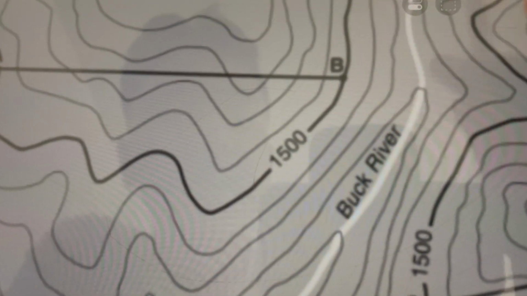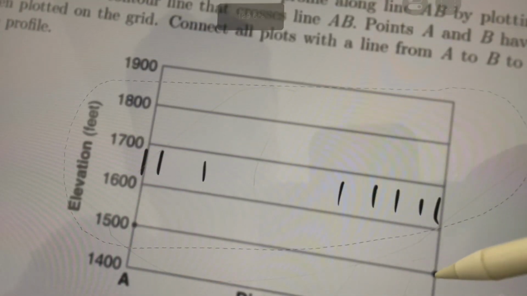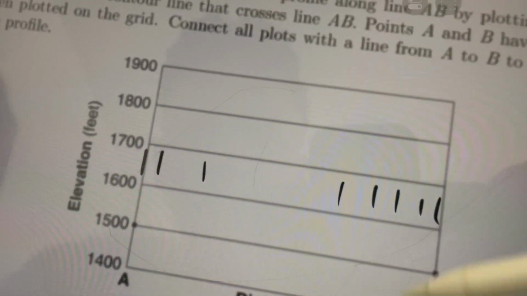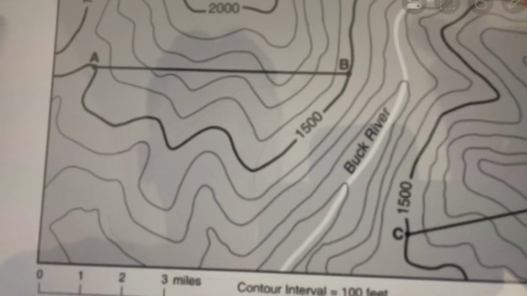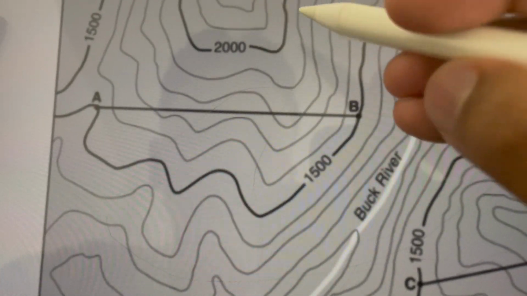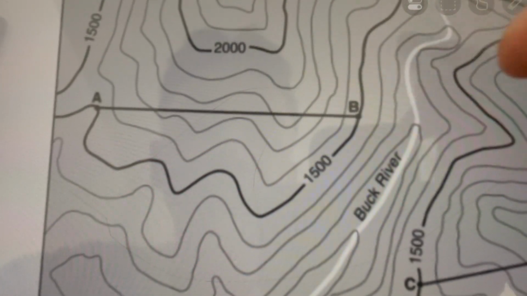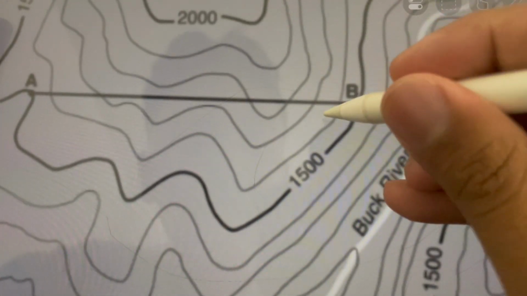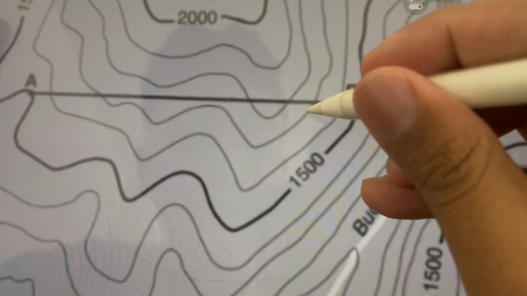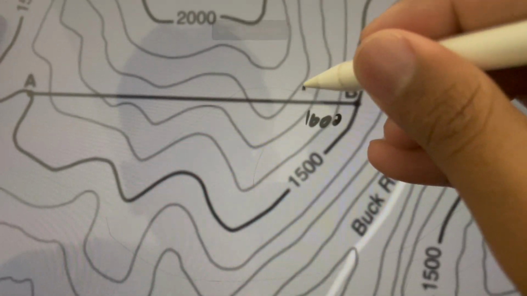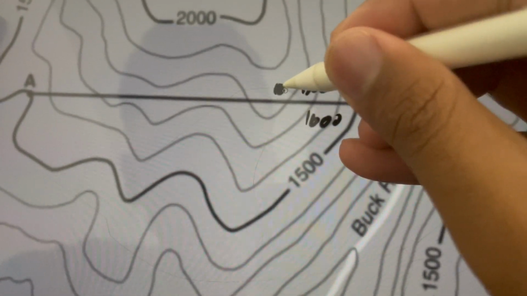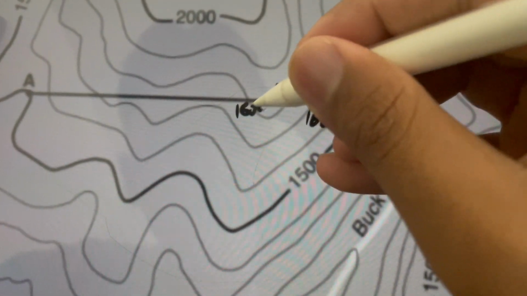So you can see that A and B are both 1500, so they would both be over here, and over here, and over here. And the contour interval is 100 feet. Since it's going this way and it turns into 2000, we know that it's rising instead of decreasing. So, since this line is 1500 and it increases by 100, this one would be 1600, this one 1700, this one 1800, this one also 1800, and then it looks like it's going back down to 1700 and 1600.